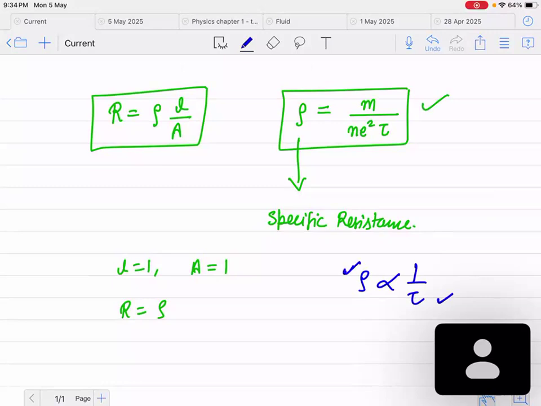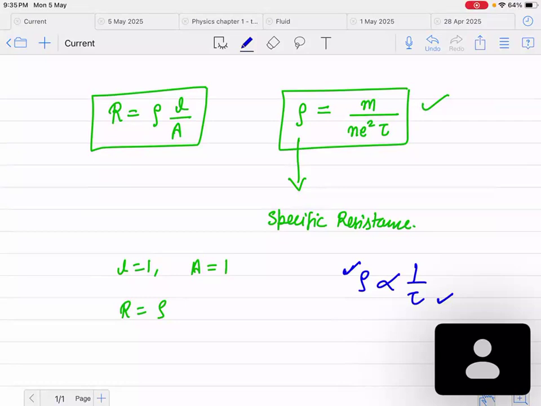Suppose you increase the temperature of the metal. Then, due to the high energy of the electrons, the collisions become faster. Each and every electron is colliding with another fast. So relaxation time reduces. When relaxation time tau reduces, then resistivity increases. So in this way, resistivity is proportional to the temperature. If temperature increases, resistivity also increases, and so does resistance. Is it fine? Yes, sir.